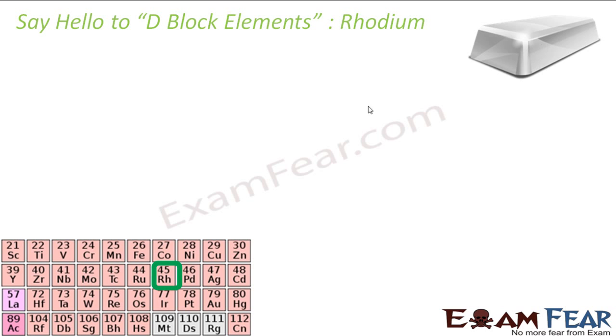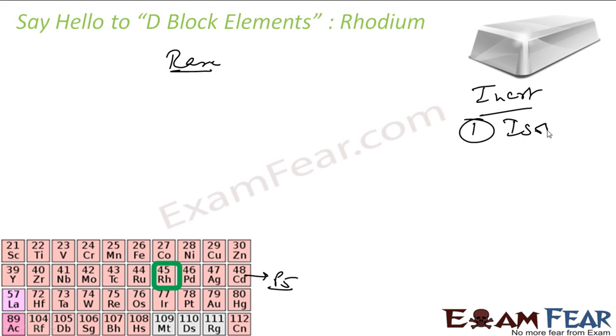Let's talk about the next element, rhodium. This is also period 5. This is rare and this is costly also. This is also silvery white, it's hard, and this is not much reactive, so it is chemically inert. It has only one naturally occurring isotope, and since it is not reactive, it is usually found in the free state, not in the combined state. This is also resistant to corrosion.